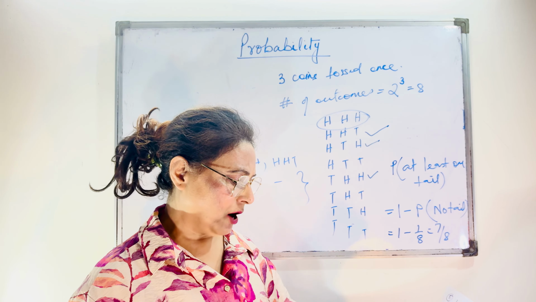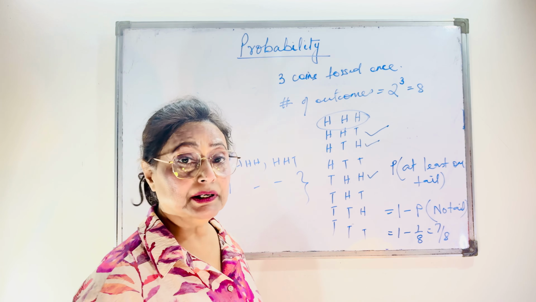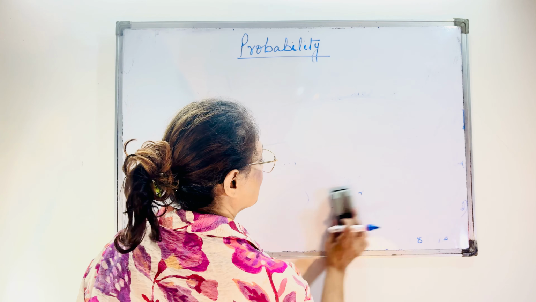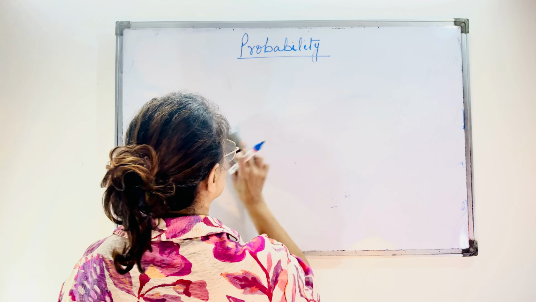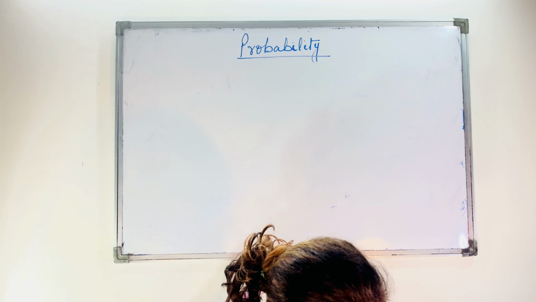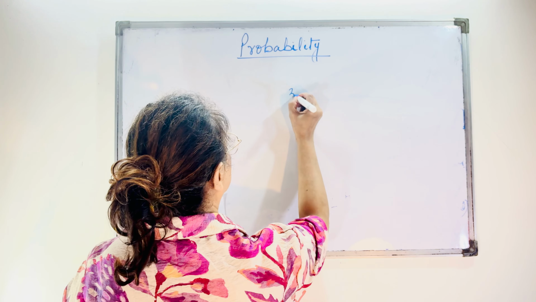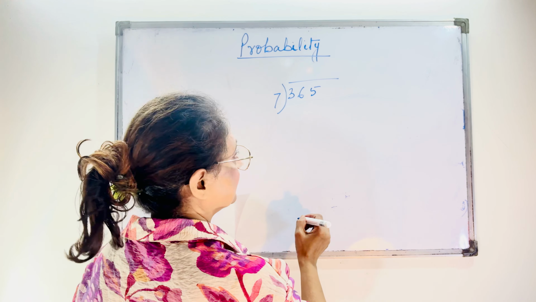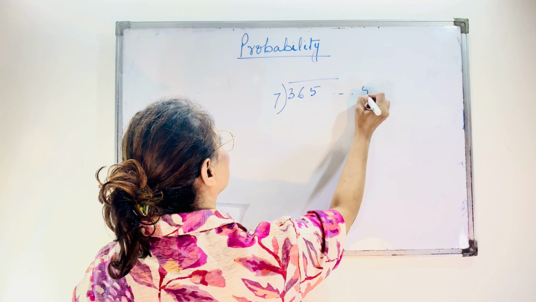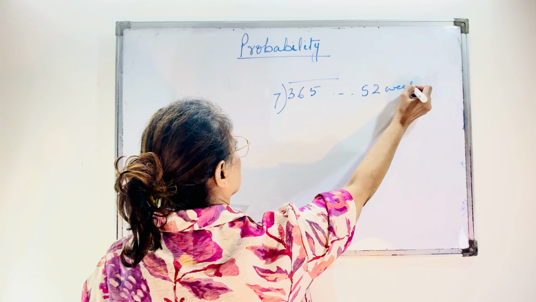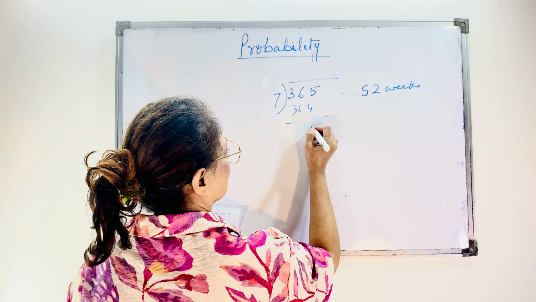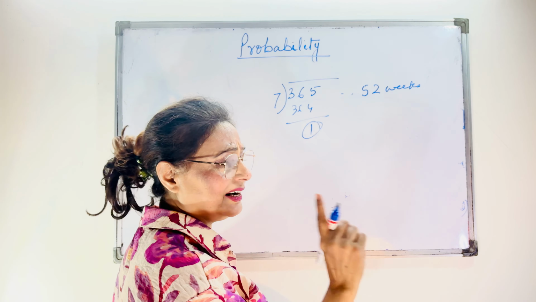Question says, how many Mondays are there in a non-leap year? Non-leap year means 365 days. There are 7 days in a week, so how many weeks are there? If you divide, you'll get 52 weeks. Now 52 weeks are there, and there is one remainder. 1 day is left.